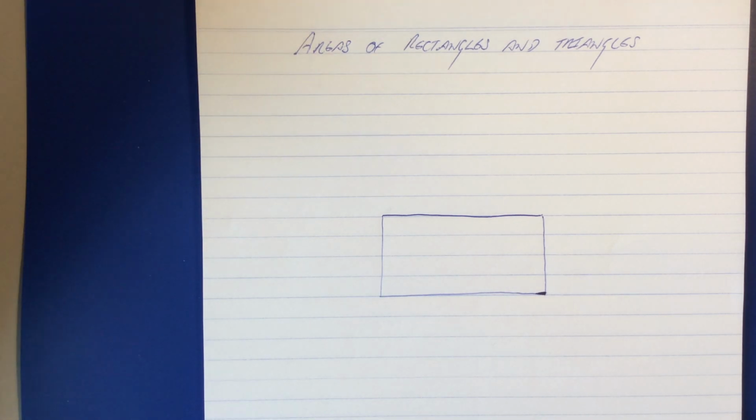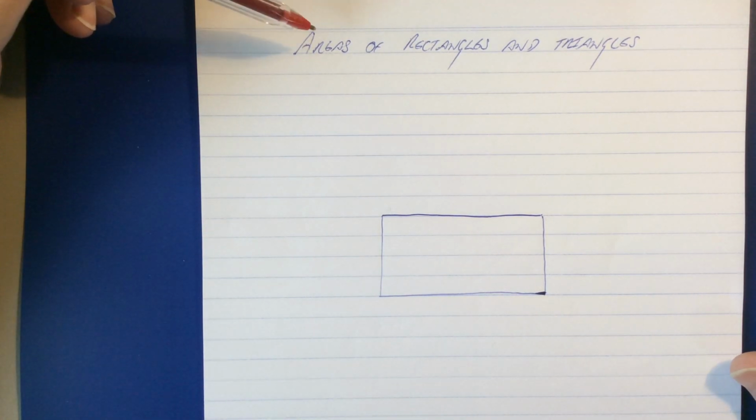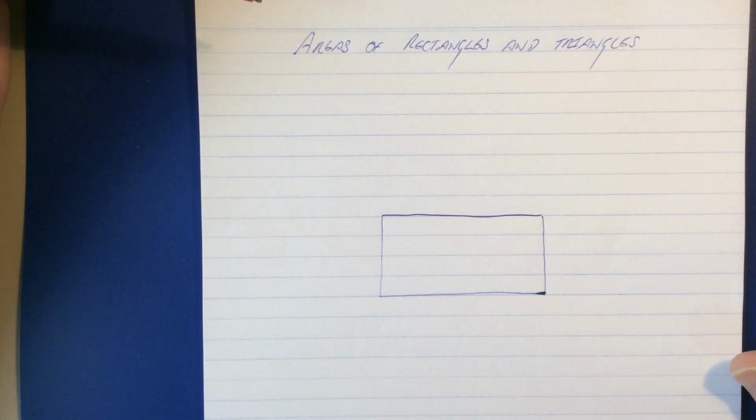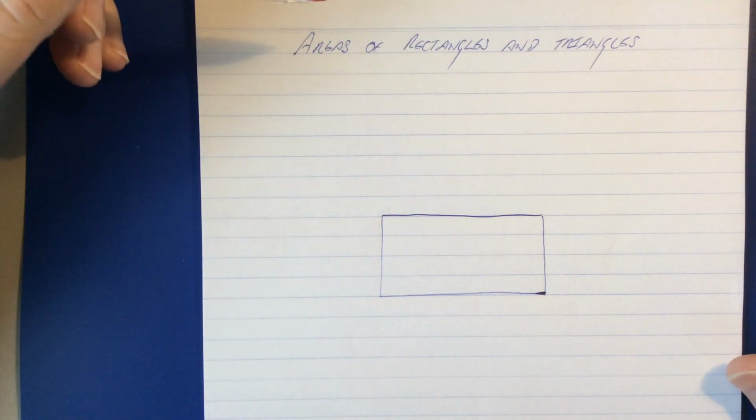Hi, I'm an old guy and I do maths, and today we're going to look at what is a very simple idea, but it rattles some people and they have difficulty understanding it. We're going to look at the areas of rectangles and triangles. Now, nobody seems to have a problem with the area of a rectangle.